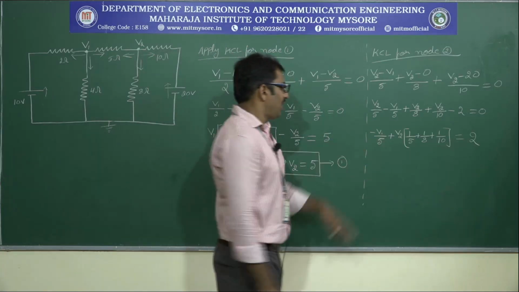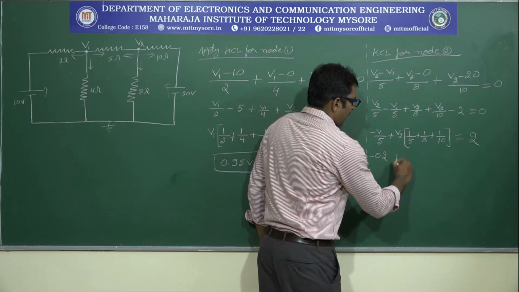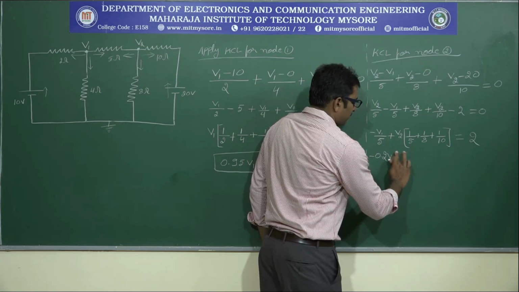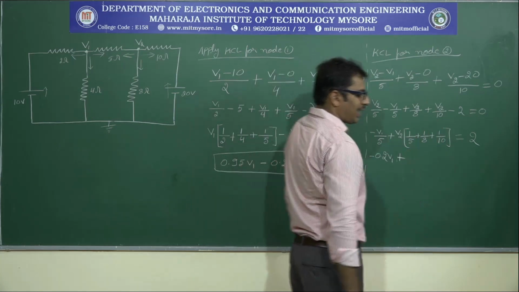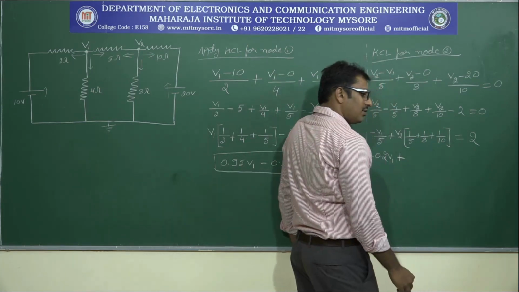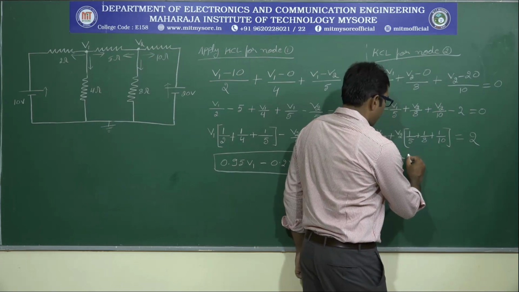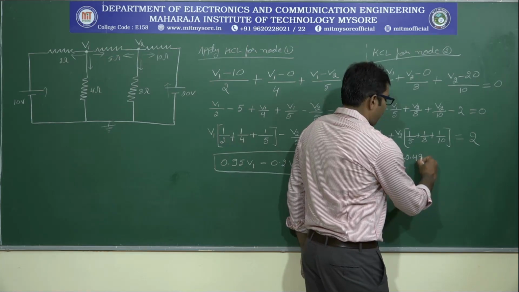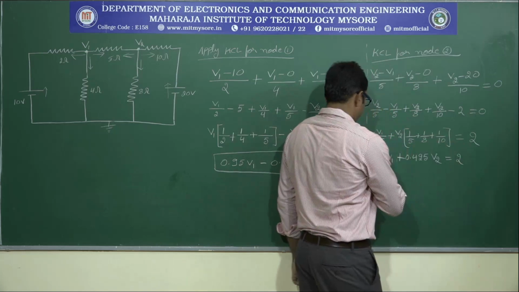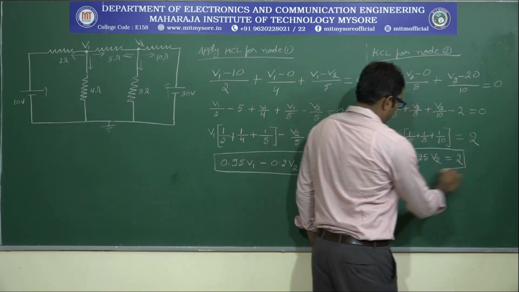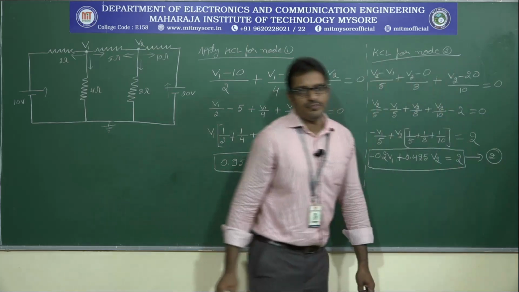Now just simplify: 1 by 5 is equal to minus 0.2 V1. Next plus, just simplify this part by using the calculator. What is that value? 0.425 V2, that is equal to 2. And call this equation number 2.